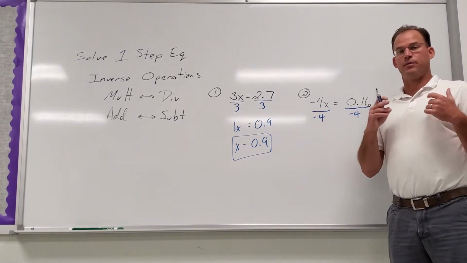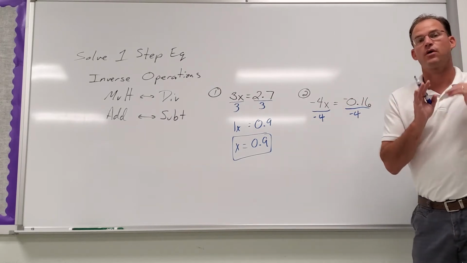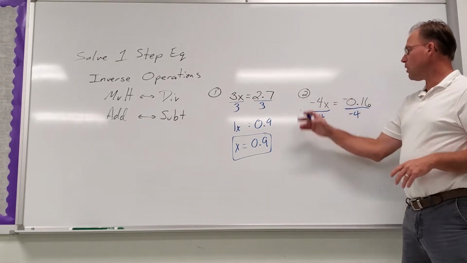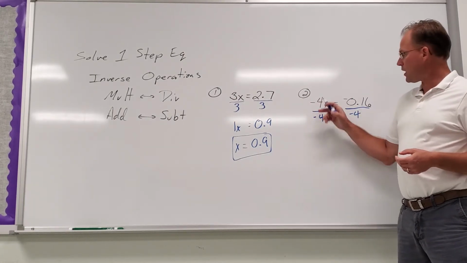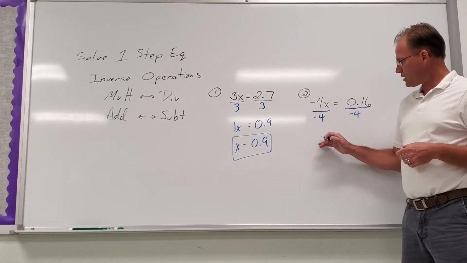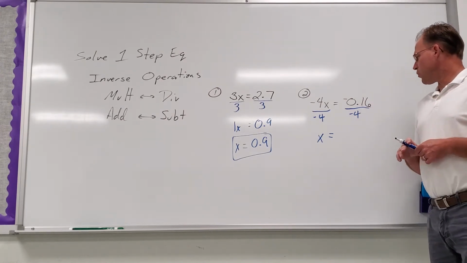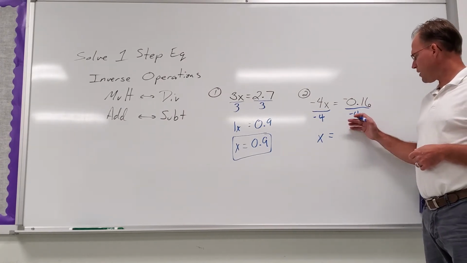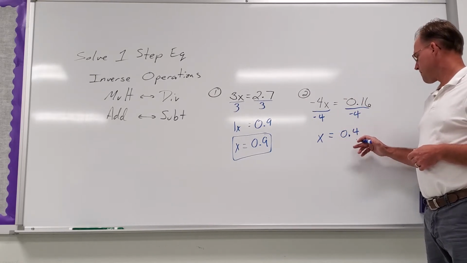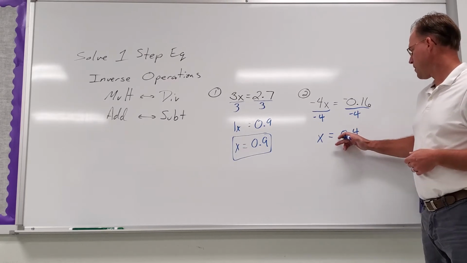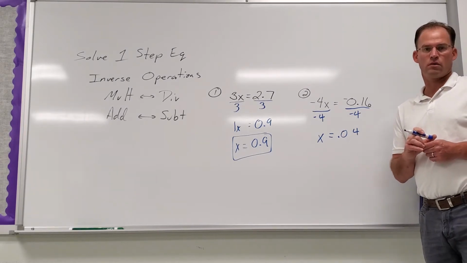Okay? Again, very important to understand the difference between addition and subtraction. Addition and subtraction, you're changing signs all the time because it's a different operation. You're doing different stuff. This is multiplication. If I want to get back where I started, I have to divide by the exact same thing. Negative 4 divided by negative 4 is 1x. Go to the calculator, negative 0.16 divided by negative 4, positive. Sorry, put that in the wrong spot. I'm going to get positive 0.4. All right.